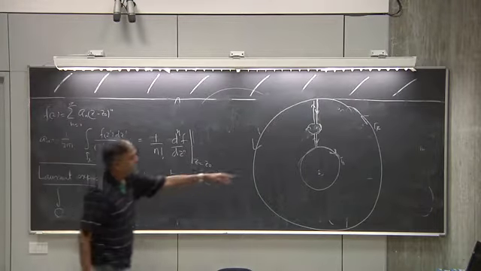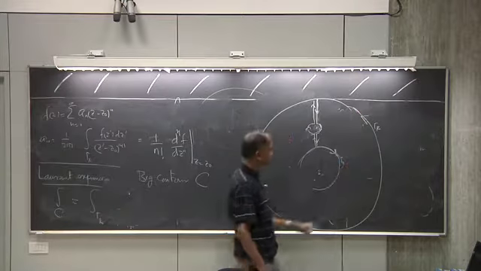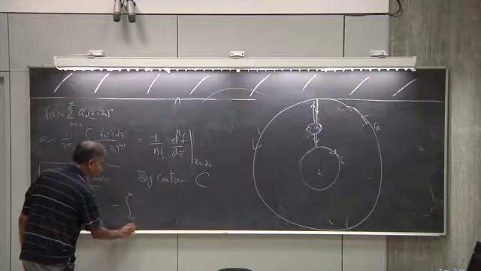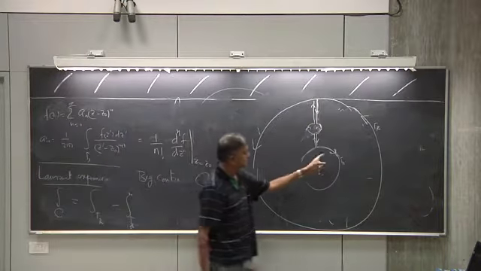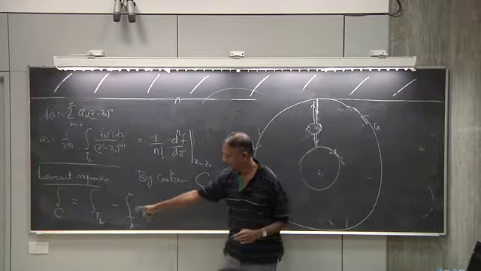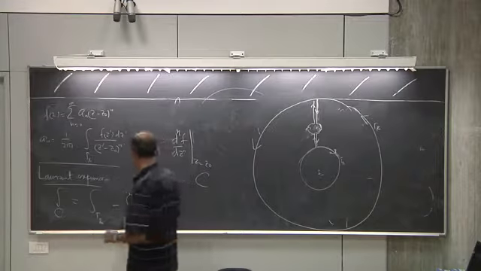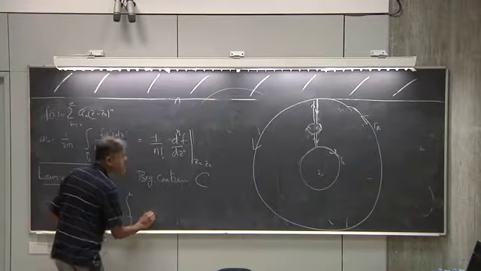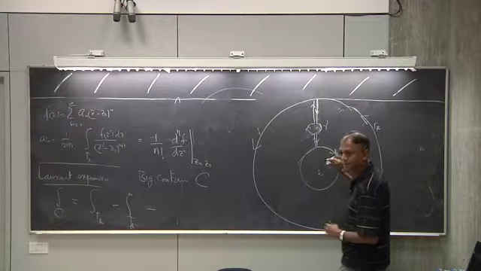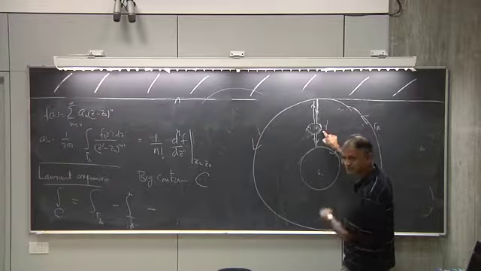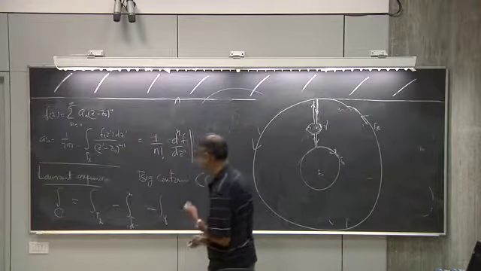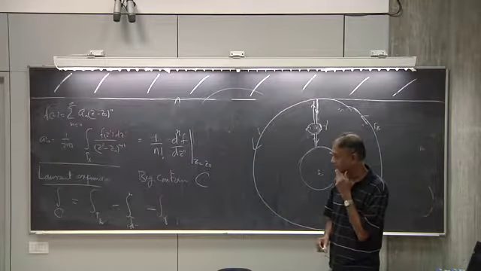Gamma R is with this orientation, minus the integral over gamma r. I put a minus here because this is clockwise, so if I want to write it as counterclockwise, I have a minus sign. And then minus, let's call this little circle gamma. Again, this is clockwise, so if I want to write it as counterclockwise, I'll have a minus sign, minus gamma. Okay, so this is what we are finding.